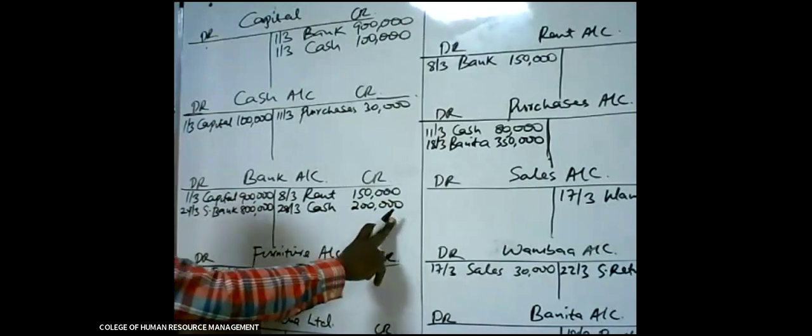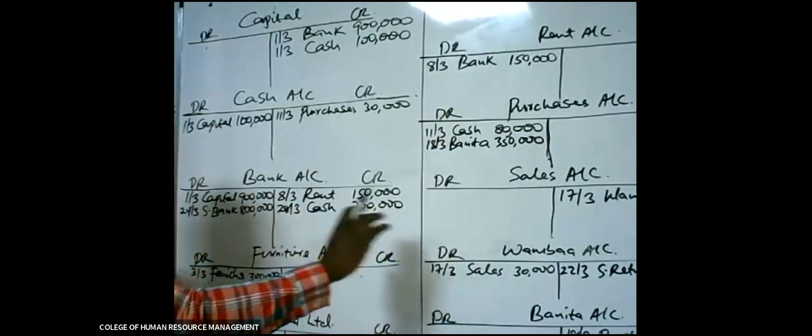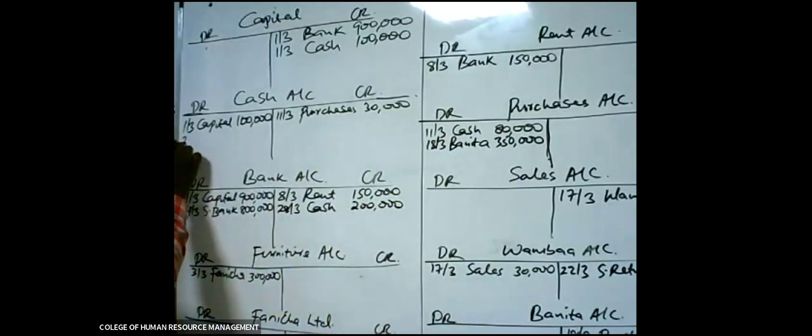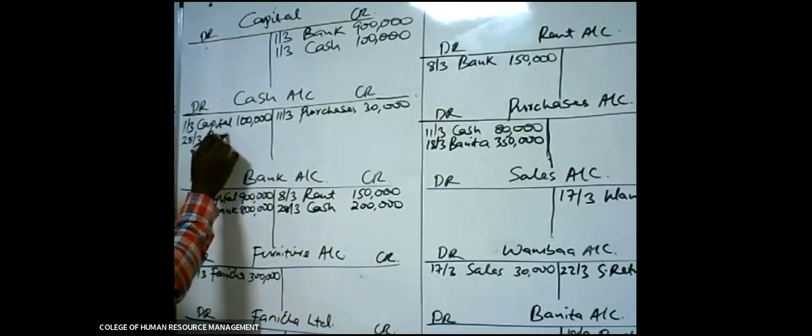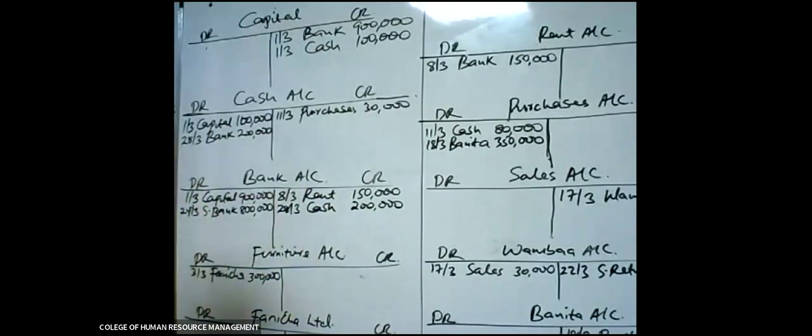This is money out. We minus 200,000. Anytime you are withdrawing money from the bank or you are paying through the bank, you credit the bank, and the cash is going to be received. And the money is from bank, 100,000. And you are done with posting.